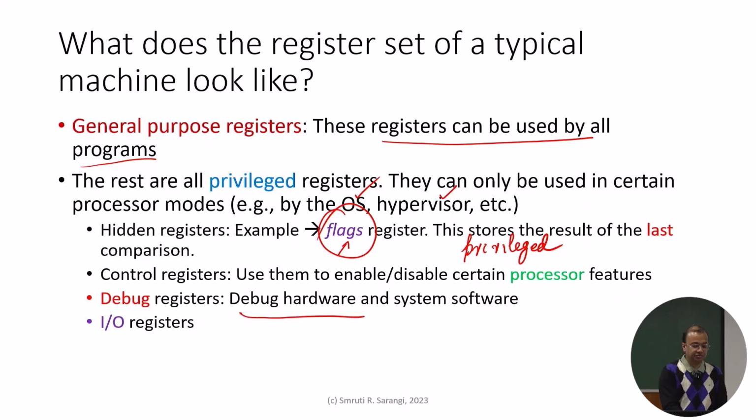Then of course when I'm doing debugging, let's say I'm setting breakpoints, where my program is running but it is being asked to stop when a certain instruction is reached. In that case, you will use a breakpoint which will use the debug register.